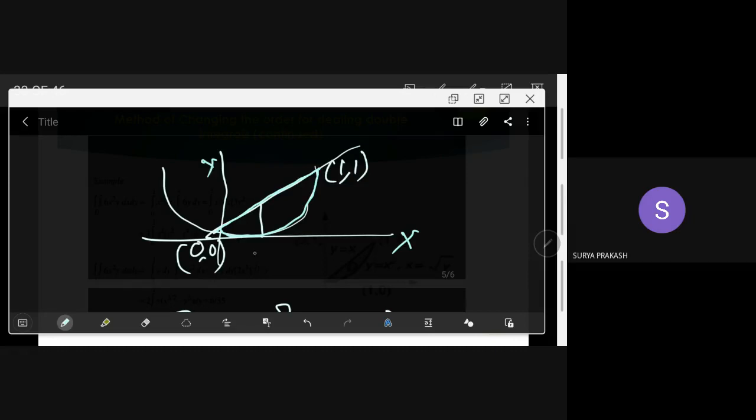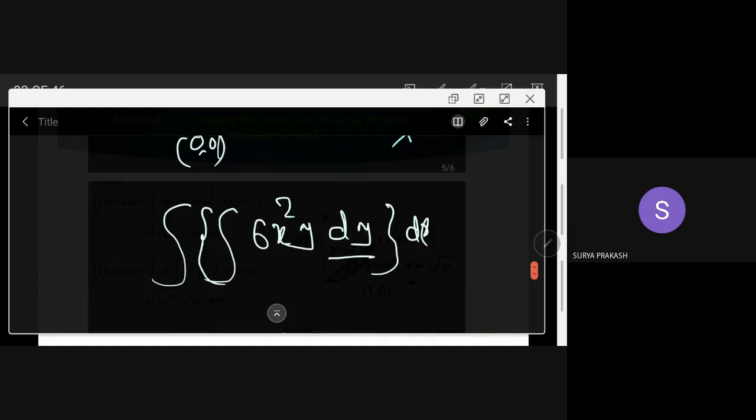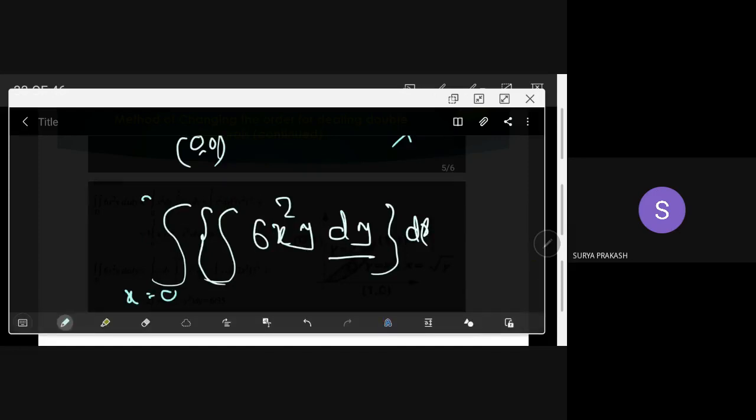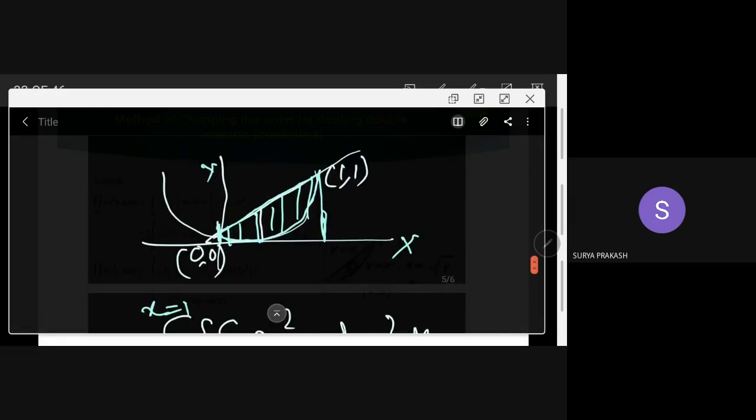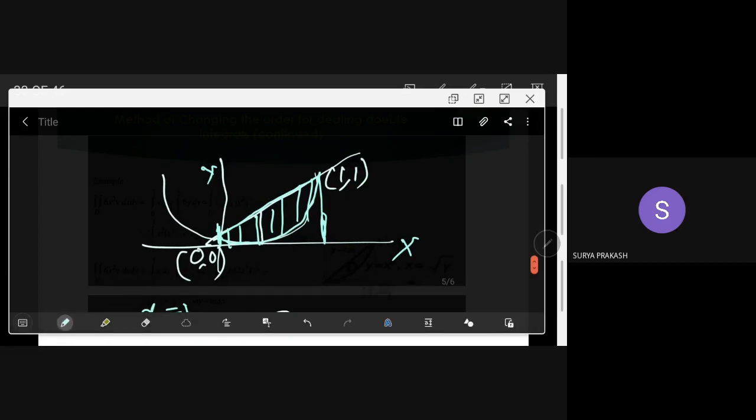Now the y values go from bottom to up. You are moving this strip from left to right. Left is x value 0, right is x value 1. So the outer values are very easy: x is 0, x is 1. But the inner values: what is the y value here at the bottom? This is y is equal to x square.